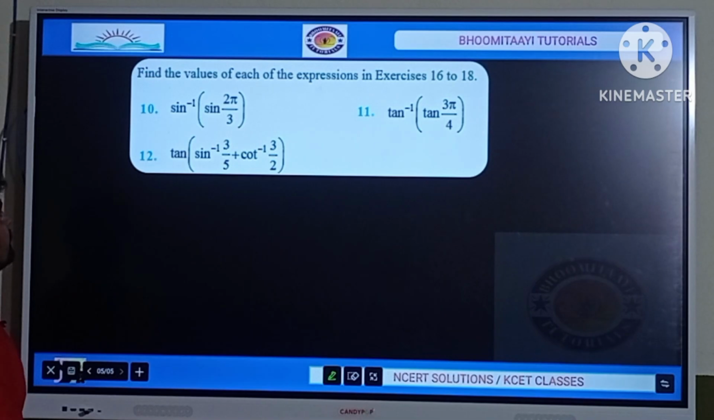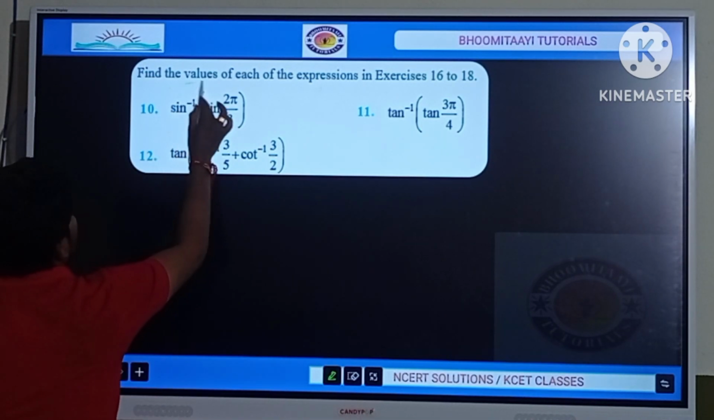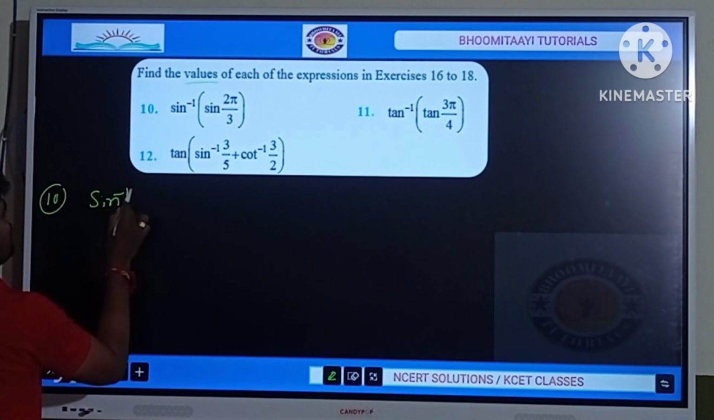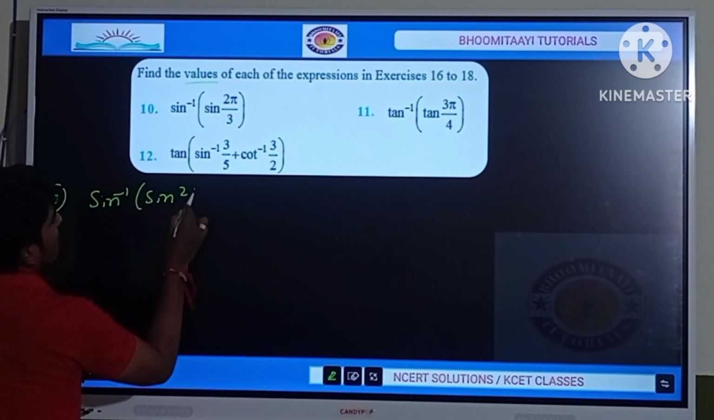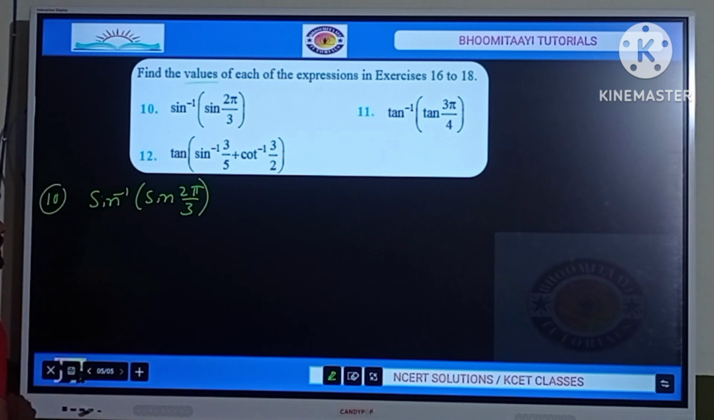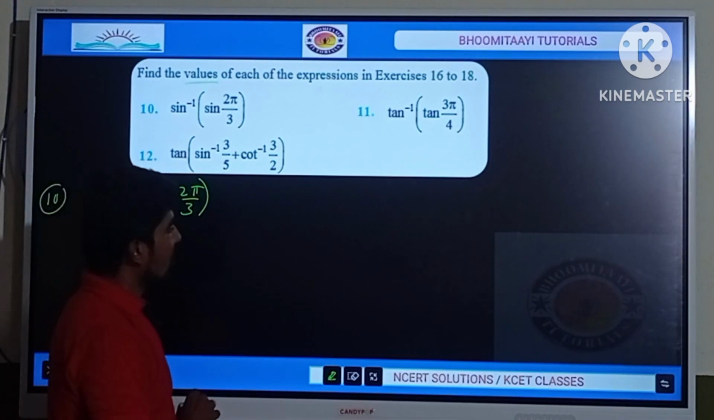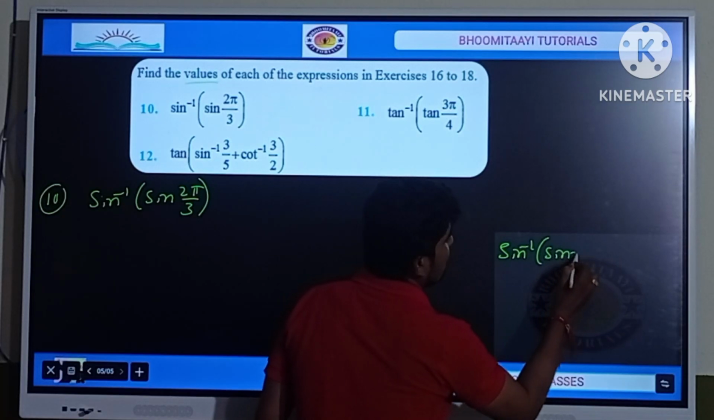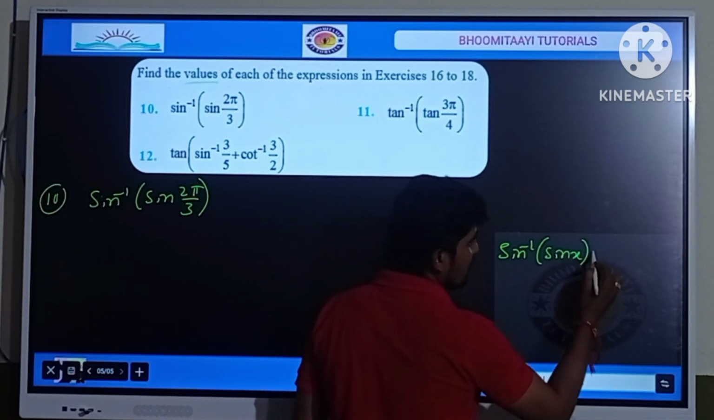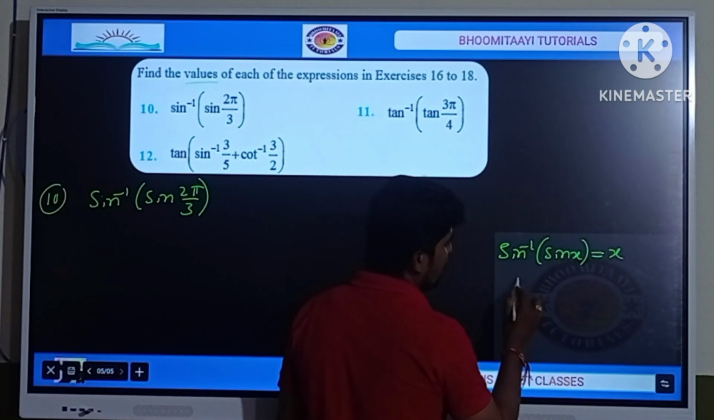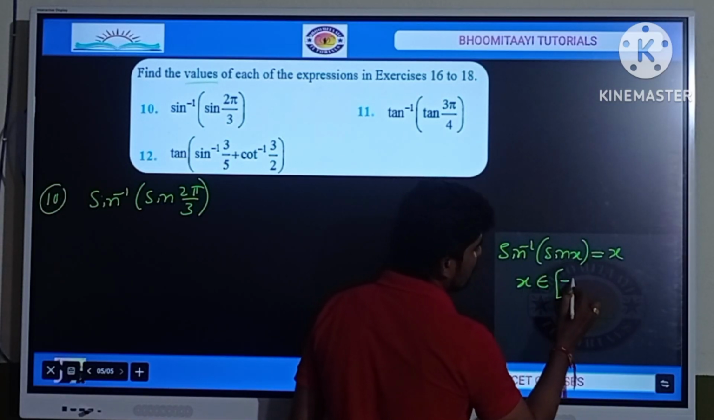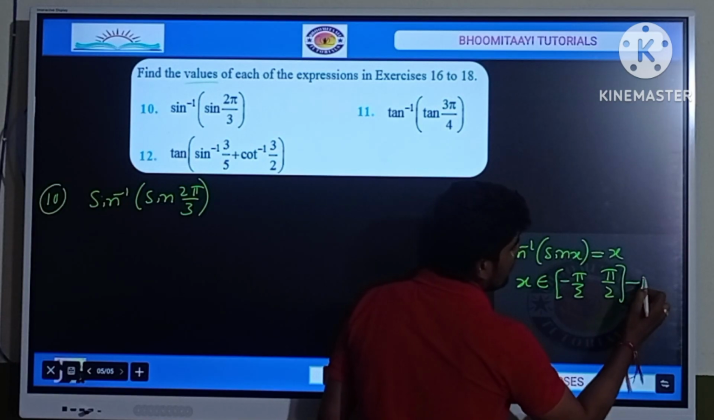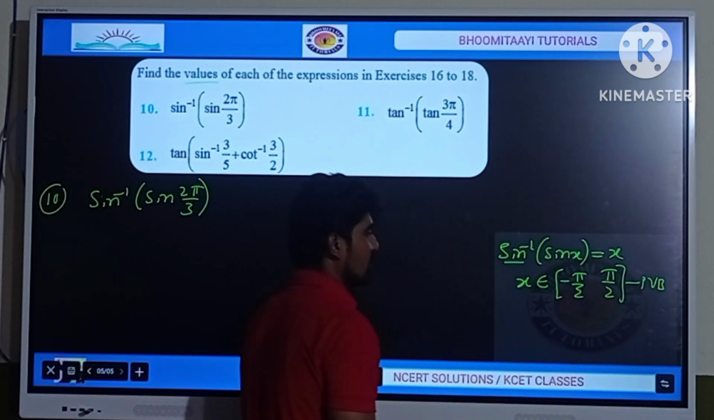So the 10th question, find the value of sin inverse of sin 2 pi by 3. So this is of the form sin inverse of sin x, and we know that sin inverse of sin x is equals to x for x belongs to the closed interval minus pi by 2 to plus pi by 2, which is the principal value branch of sin inverse.